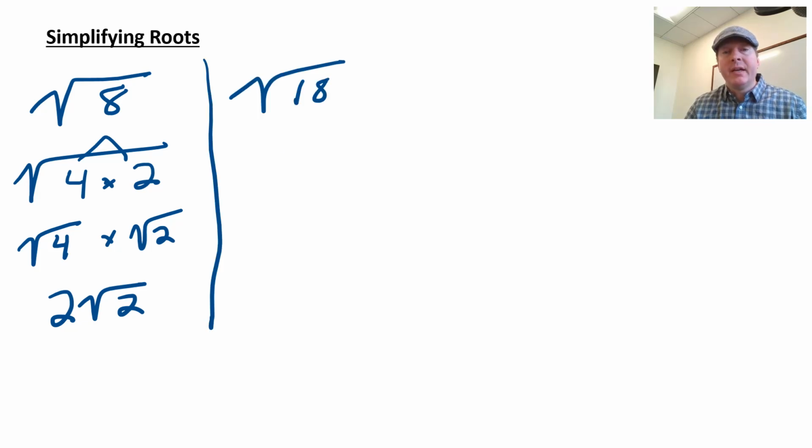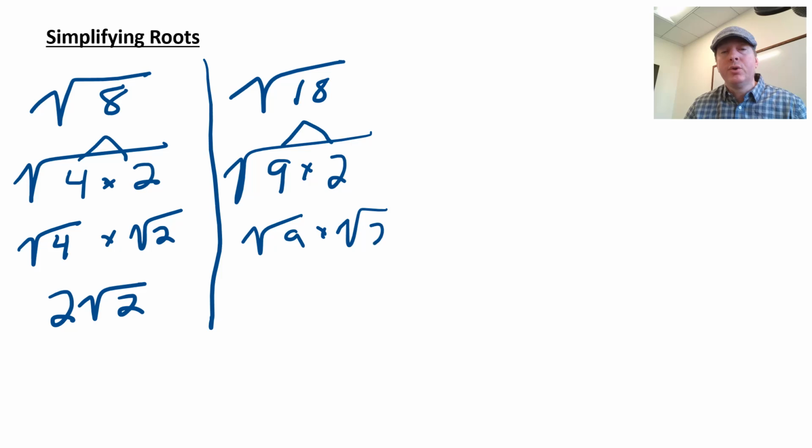How about the square root of 18? Well, 18 is 9 times 2. 9 is a perfect square, so it's the same thing as the square root of 9 times 2. It's the same thing as the square root of 9 times the square root of 2. It's the same thing as 3 root 2.